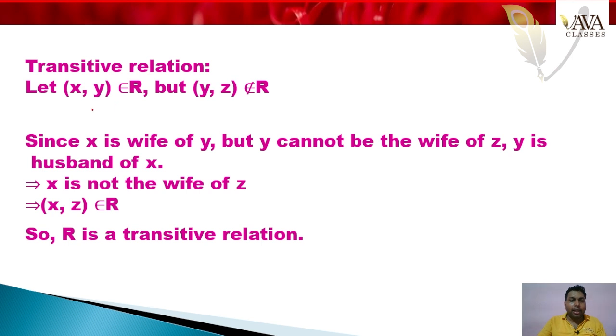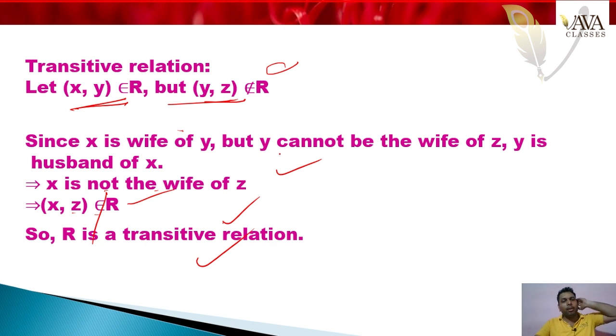Now transitive. Let (x, y) belong to R, but (y, z) does not belong to R. Since x is the wife of y, but y cannot be the wife of z, y is the husband of x. So x is not the wife of z. That is, (x, z) does not belong to R. So R is a transitive relation.